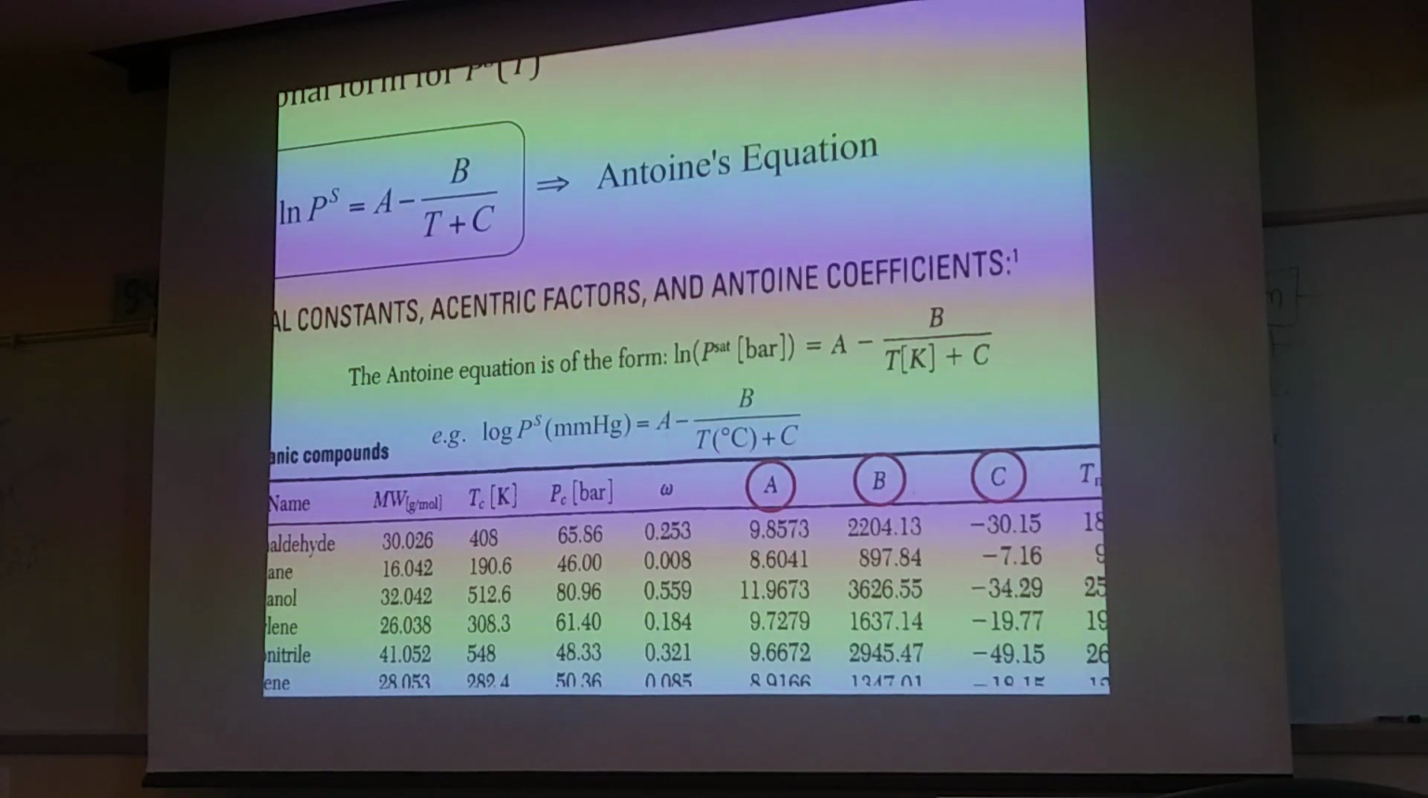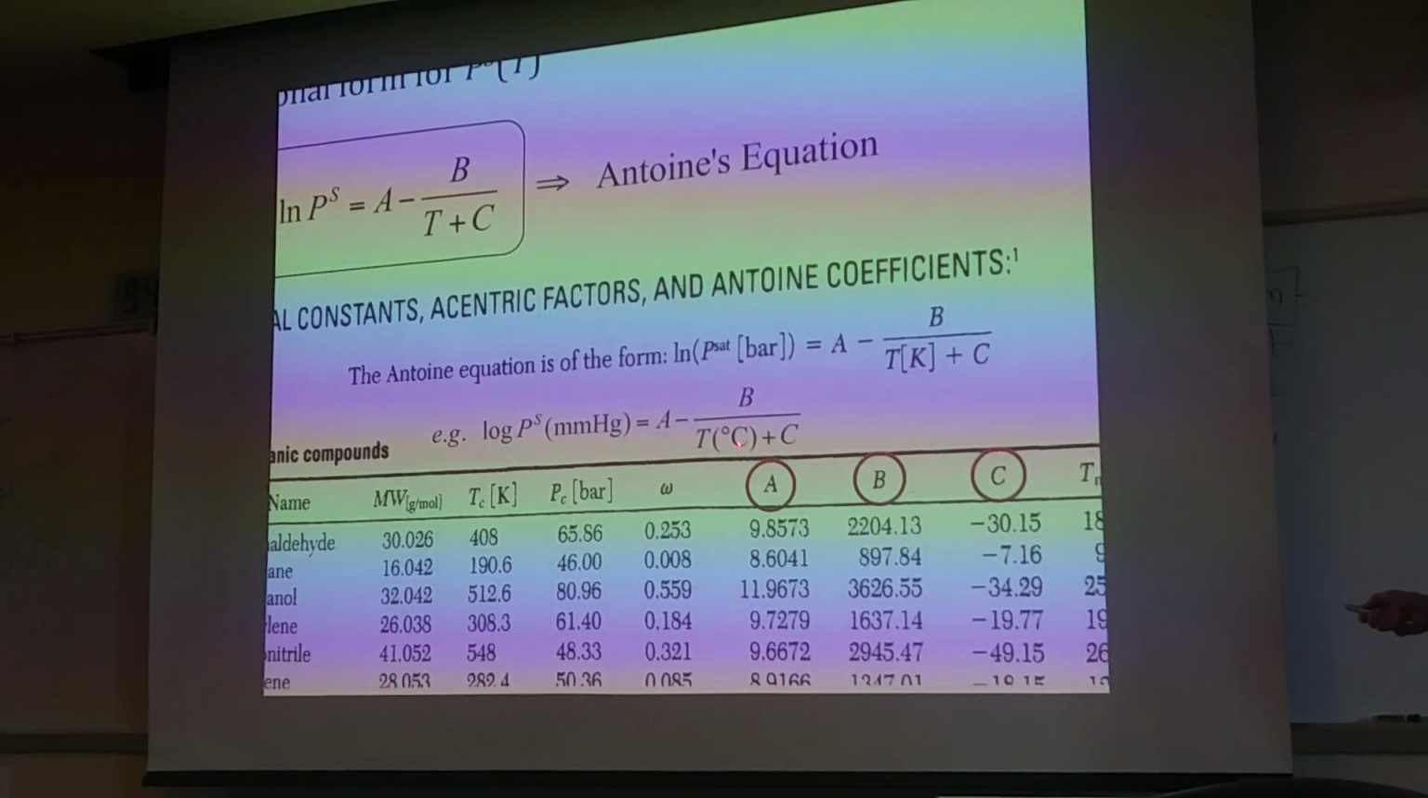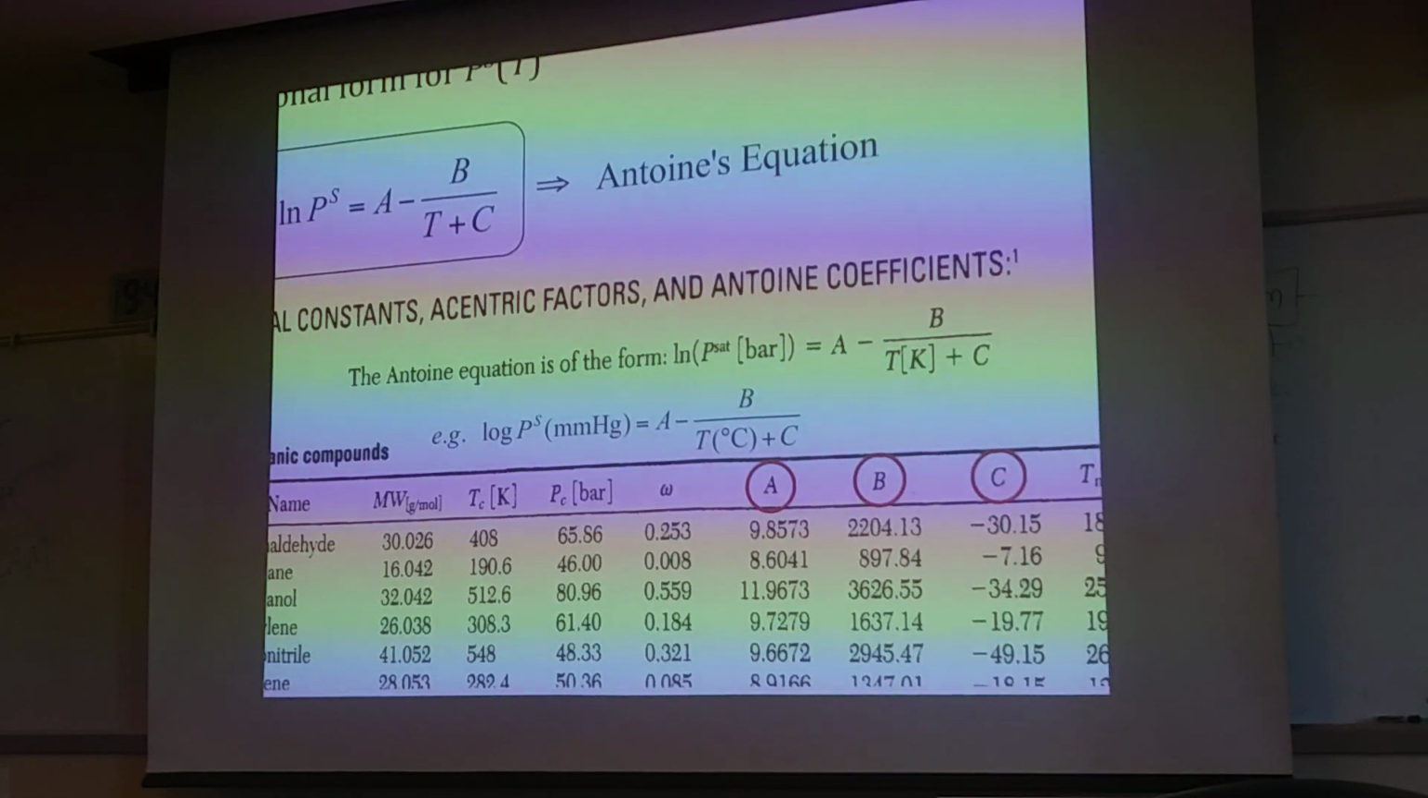This is a very common form that you'll find in the literature. We have a common log of the vapor pressure expressed in millimeters of mercury, for example, and the temperature here in degrees C. And so the values of A, B, and C are obviously going to be different than these, because the form of Antoine's equation that we fit them into is different.